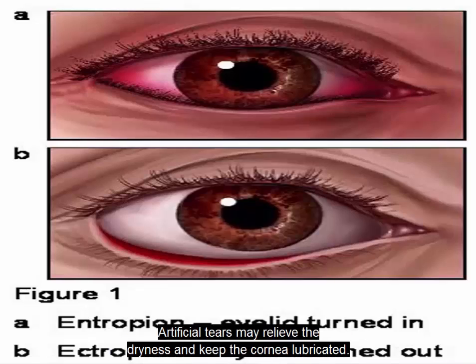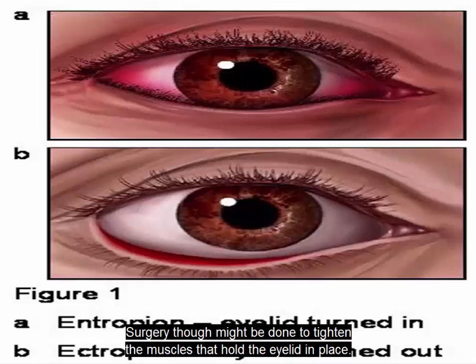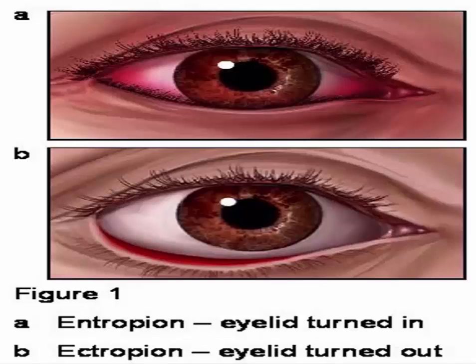Artificial tears may relieve the dryness and keep the cornea lubricated. Surgery, though, might be done to tighten the muscles that hold the eyelid in place, and it may be performed as an outpatient surgery with local anesthesia.